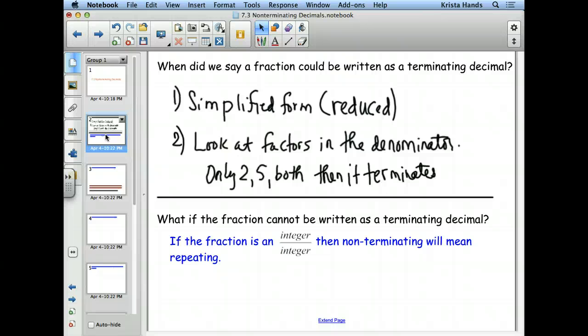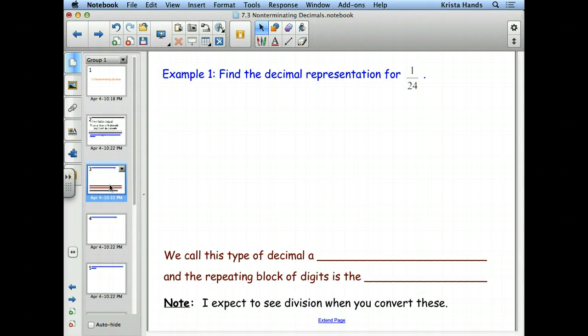Maybe it repeats after one decimal. Maybe it goes 0.3333333. Or maybe it does something where it repeats 2 decimals, 35, 35, 35, 35, or something like that. If we have the ability to start out integer over integer, we can reduce it, and the denominator does not factor into 2's and 5's only, then it will be repeating. So the first thing we're going to do is look at how we take a fraction and know when in fact it starts repeating, so that we can write the decimal in a repeating decimal form. Okay?